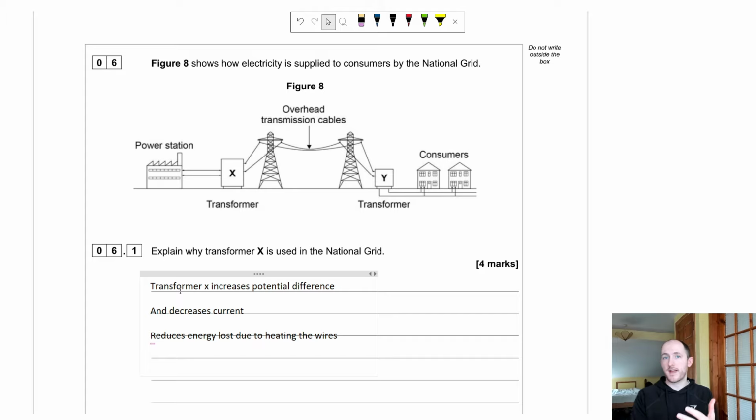And what is the overall effect of that? Why do we care about energy lost? It increases the efficiency. That's the key thing. And then that's it, 4 marks. That's the whole reason why we use those transformers.